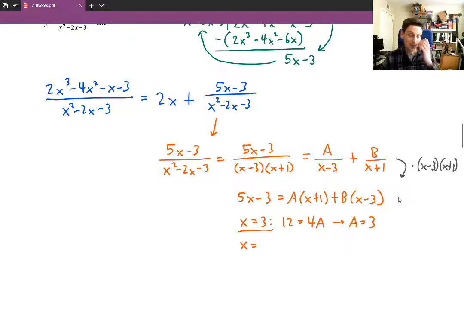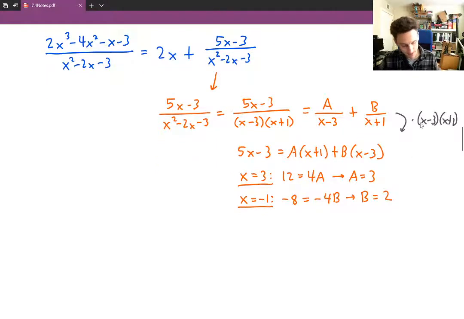What's another x value we could plug in? x = -1. x = -1 will get rid of A. So we'll get -8 on the left side. The A term will be gone, and we'll have -4B. So we have B = 2. That's a pretty quick partial fraction decomposition.